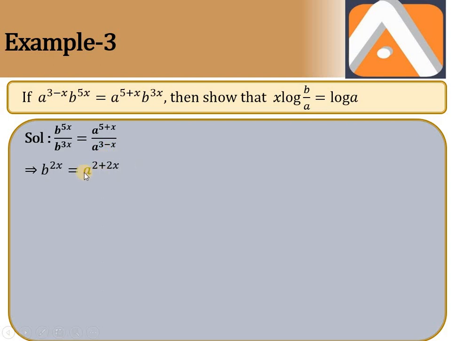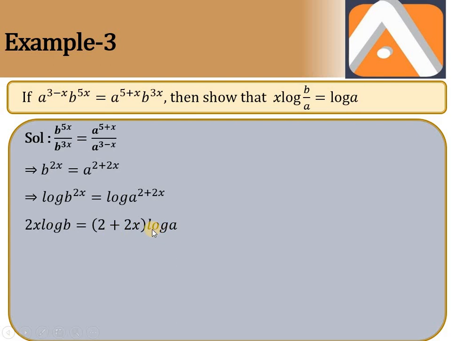Now take logarithm on both the sides. So what are you going to get? Log b raised to 2x is equal to log a raised to 2 plus 2x. Now this exponent will come in front as a product, and this also will come over here. So what we are going to get? 2x into log b is equal to 2 plus 2x into log a.